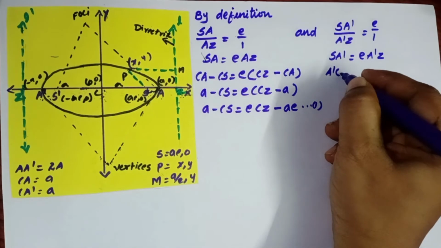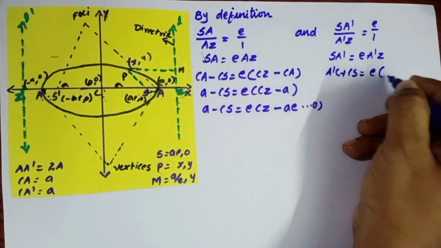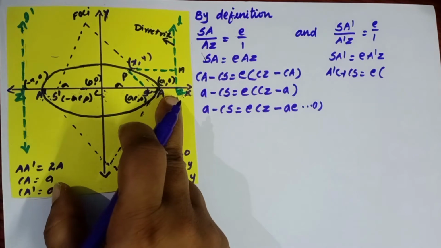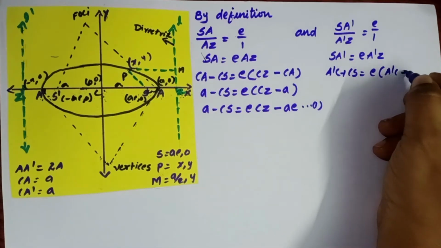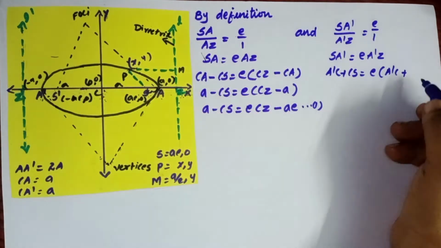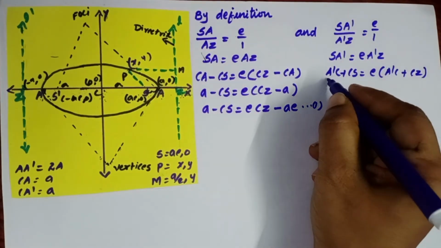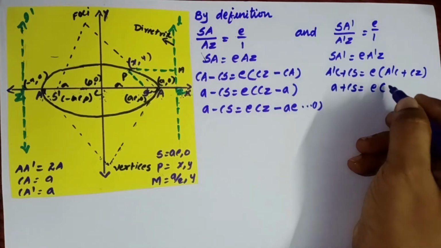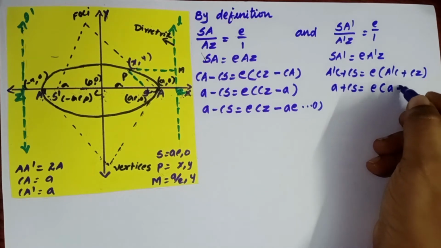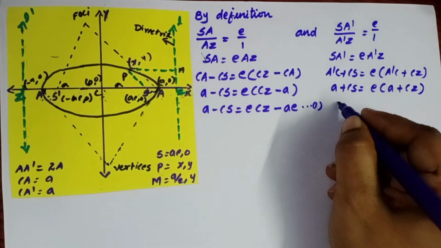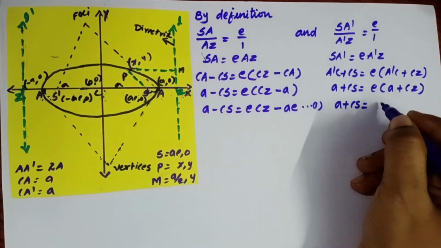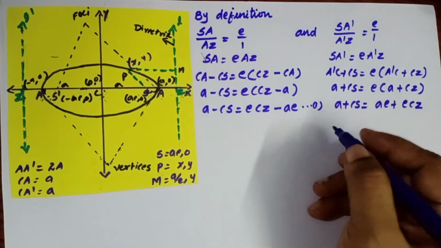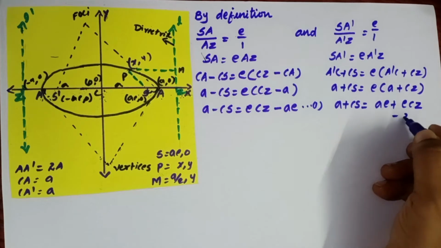plus CS, which is equal to E into A dash Z, equal to A dash C plus CZ. Now you know that A dash C value is also A. So A plus CS equal to E into (A plus CZ). So A plus CS equal to AE plus ECZ. So this is the second equation.